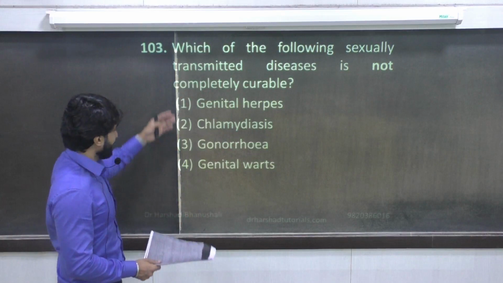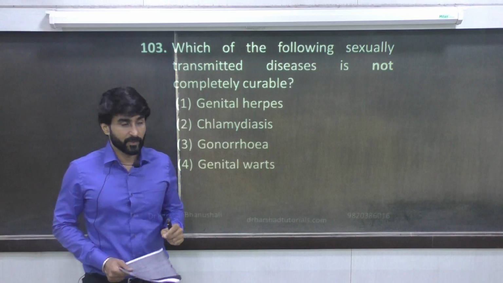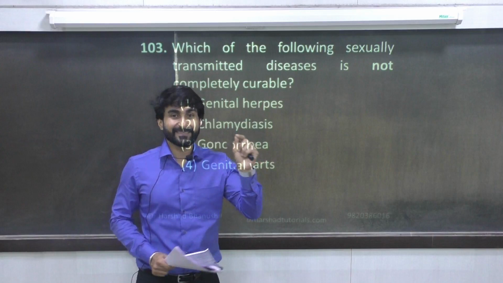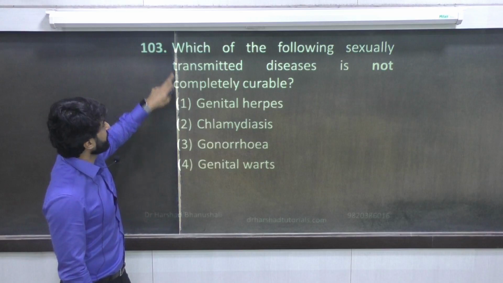Truman does describe these diseases, and in Truman there are two diseases which they have mentioned which are completely incurable. So if you read Truman, there are two diseases which have been described as incurable STDs. One is AIDS, the other is genital herpes. So the answer for this is statement number one, option number one. So 103, the answer would be genital herpes.